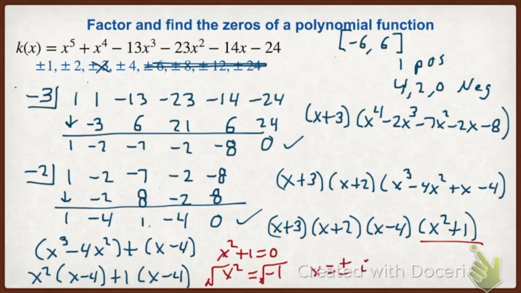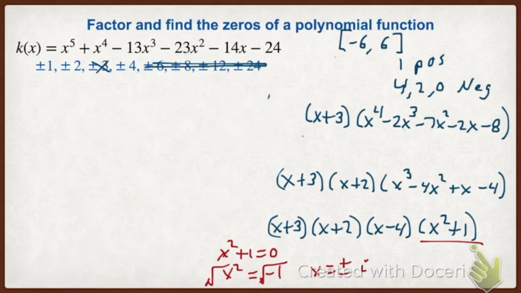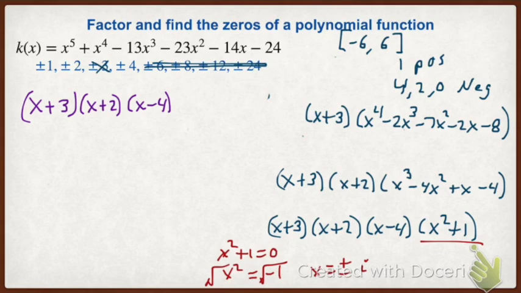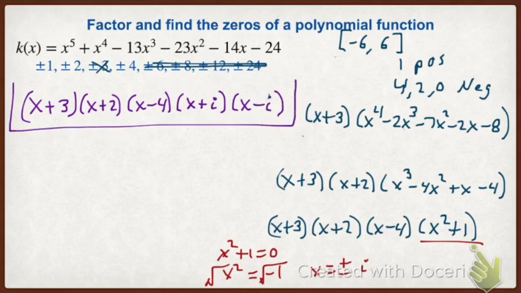I got to erase some stuff again so we have room. So with these factors, we have plus or minus i. We can rewrite now our factored form using those factors. So we have x plus 3, we have x plus 2, we have x minus 4, we have x plus i, and we have x minus i. This is my completely factored form. Has all 5 factors in it.